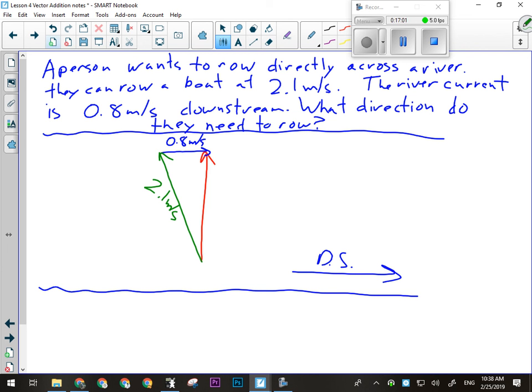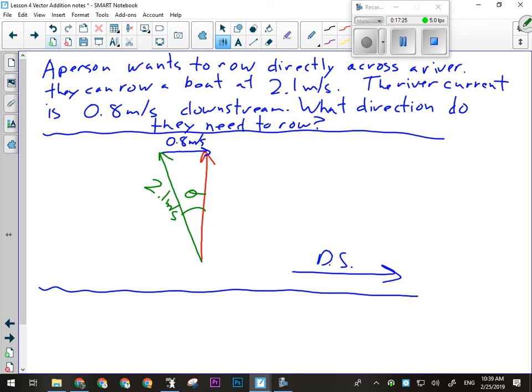All right, so what the question wanted to know was, what direction do I need to row? It just wants the angle. It doesn't even care how fast I'm going across the river. Another question might ask that, but in this case, it's only asking, what's your heading? What direction do you need to head in order to end up going straight across the river? Fairly simple for me to find that.